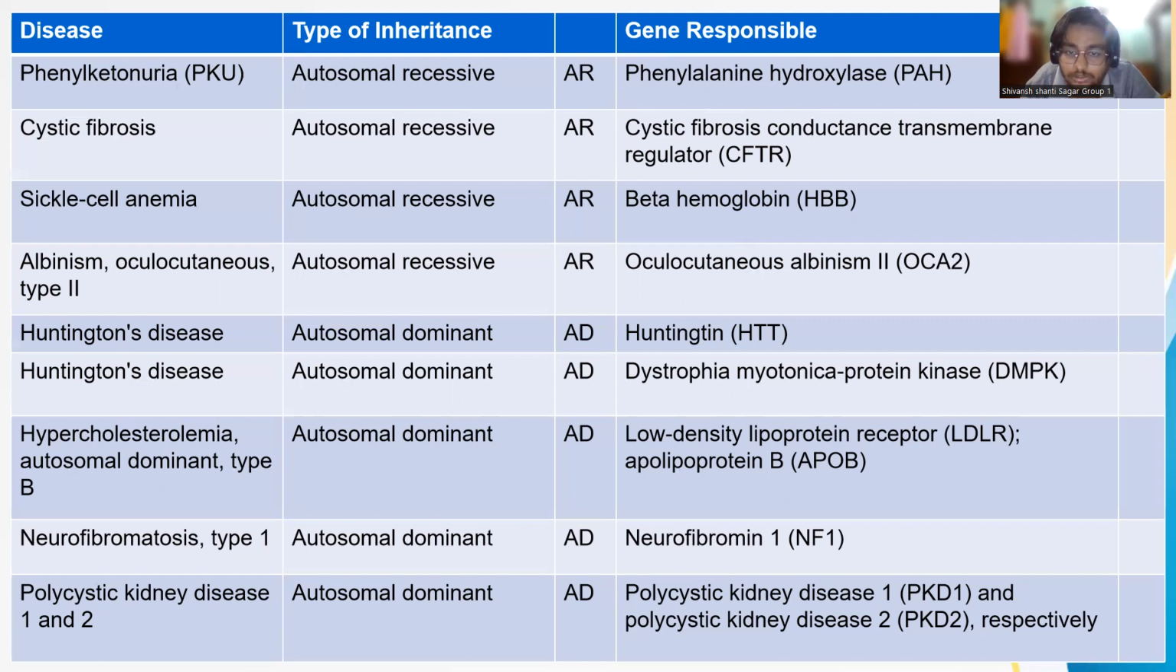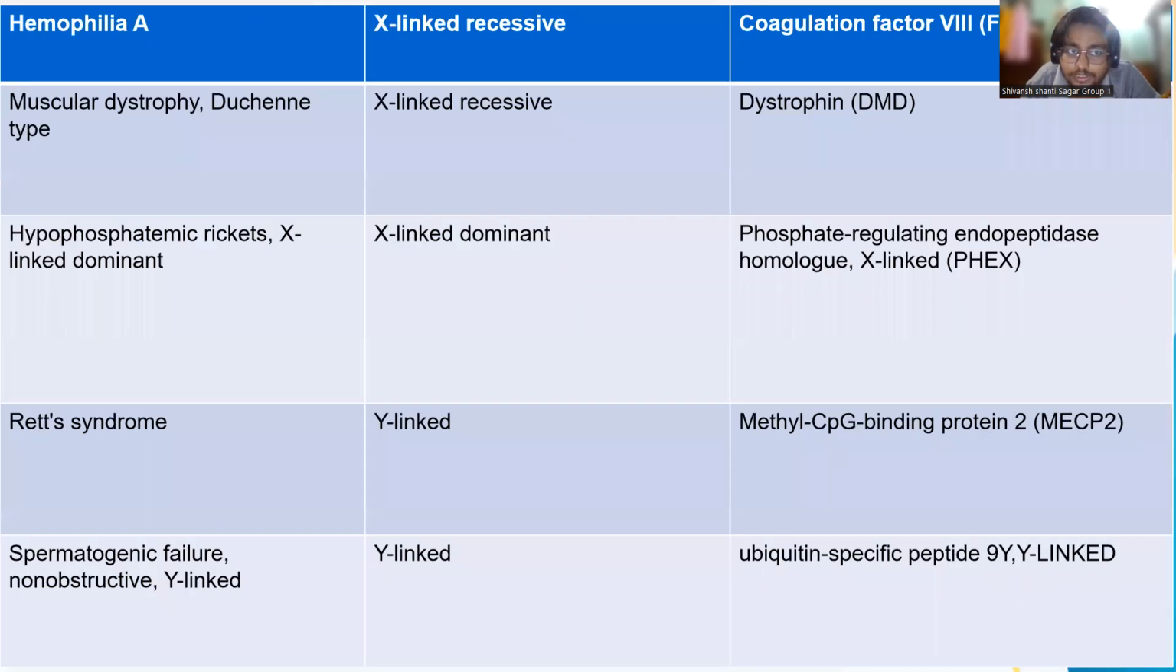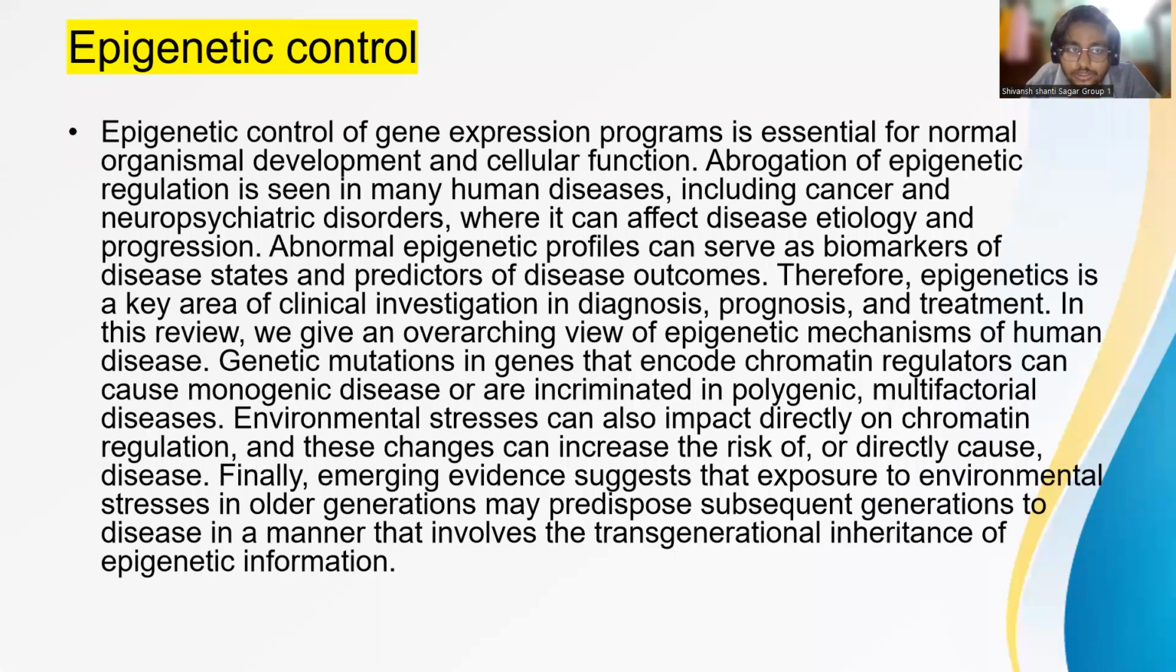It is also related to apolipoprotein B. We have neurofibromatosis type 1, which is caused by the neurofibromin 1 gene. We have some X-linked and Y-linked recessive diseases such as muscular dystrophy, caused by the protein dystrophin. We have Rett syndrome caused by methyl CpG binding protein 2, and so on.